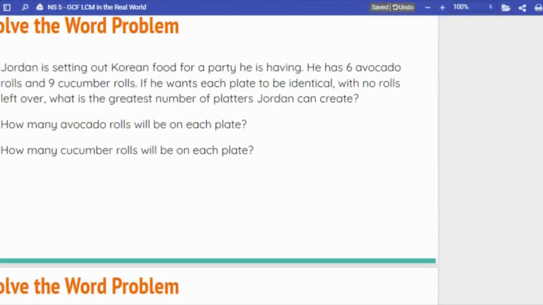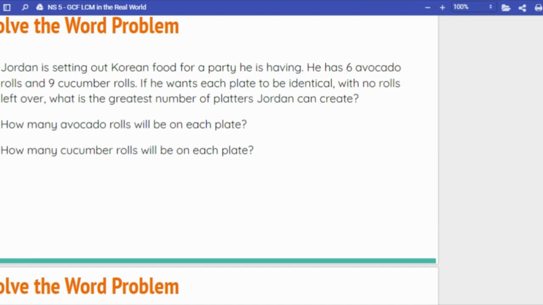Okay, Jordan is setting out Korean food for a party he is having. He has 6 avocado rolls and 9 cucumber rolls. If he wants each plate to be identical with no rolls left over, what is the greatest number of platters Jordan can create? How many avocado rolls will be on each plate? And how many cucumber rolls will be on each plate?